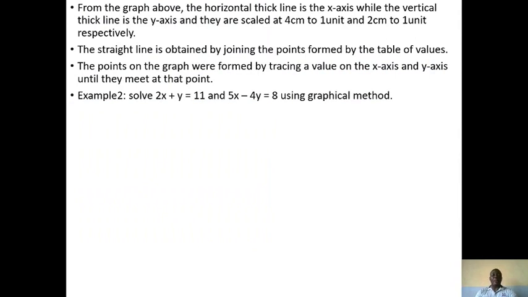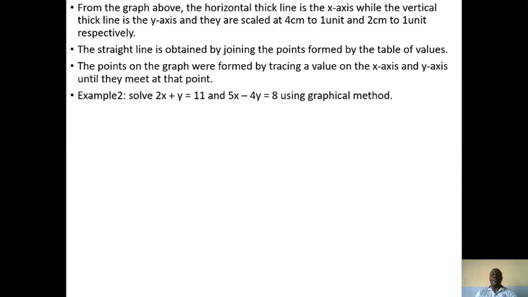So from the graph above, the horizontal thick line is the x-axis, while the vertical thick line is the y-axis. And they are scaled at 4 centimeters to 1 unit and 2 centimeters to 1 unit respectively. That means 4 centimeters to 1 unit on the x-axis and 2 centimeters to 1 unit on the y-axis.